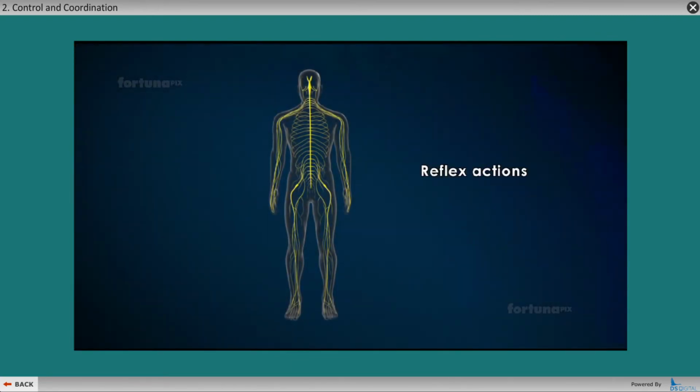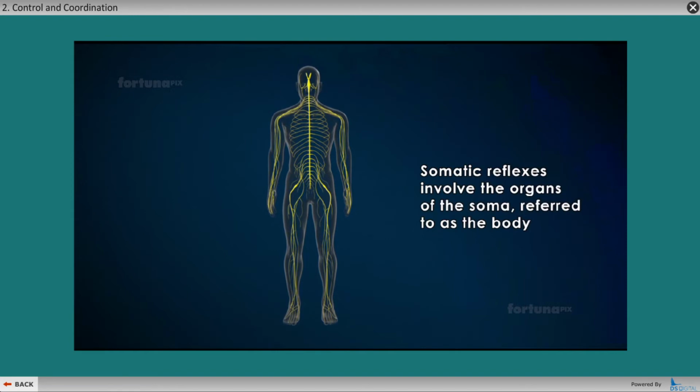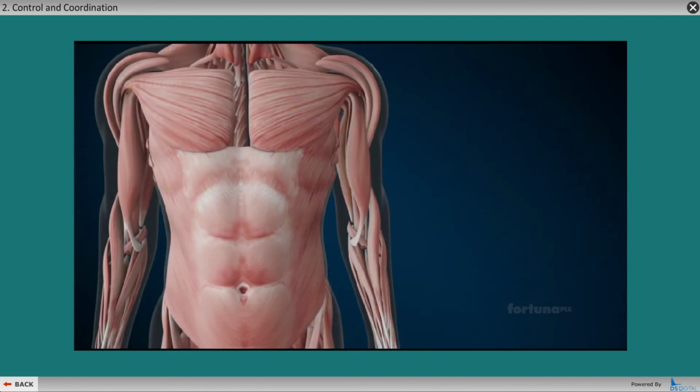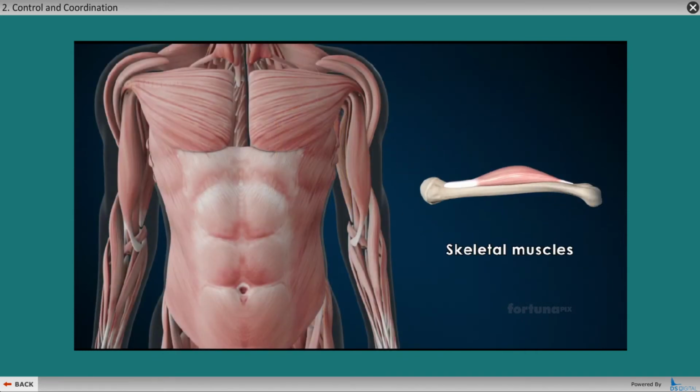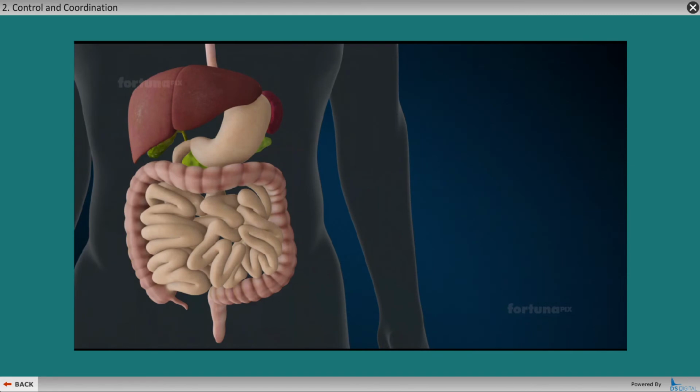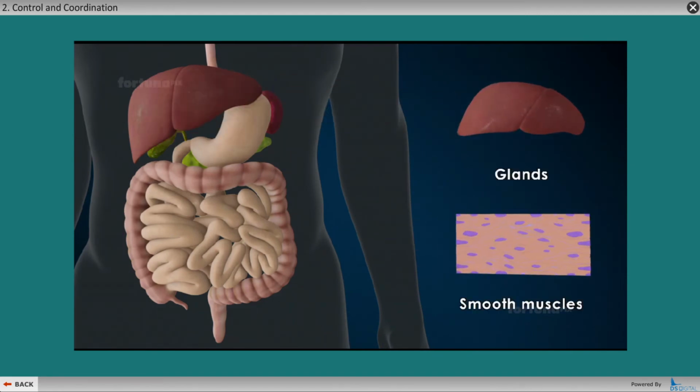Reflex actions can be categorized as either somatic or visceral. Somatic reflexes involve the organs of the soma, referred to as the body. Such organs include skeletal muscles. Visceral reflexes involve visceral organs such as glands and smooth muscles.